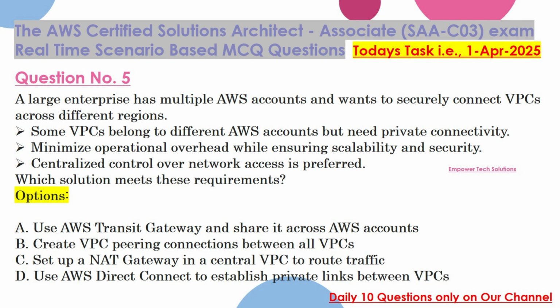Options: A. Use AWS Transit Gateway and share it across AWS accounts. B. Create VPC peering connections between all VPCs. C. Set up a NAT gateway in a central VPC to route traffic. D. Use AWS Direct Connect to establish private links between VPCs.